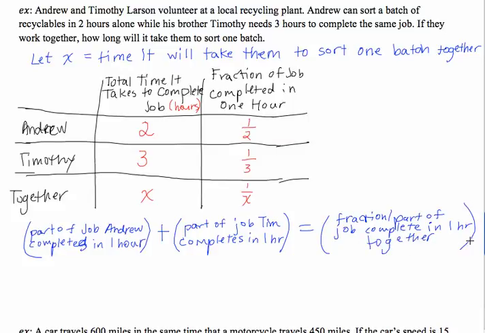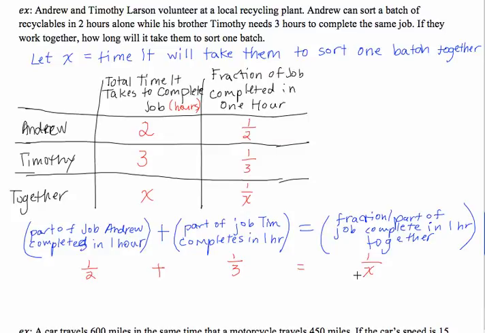Now this is an equation in words that I can then convert into algebra. Okay, because the part of the job that Andrew completes in 1 hour we know is 1/2. The part of the job Tim completes in 1 hour is 1/3 of the full job. And so the part of the job that they complete together in 1 hour is 1/x of the job. We already know that. Now we have an equation which we can then solve for x.